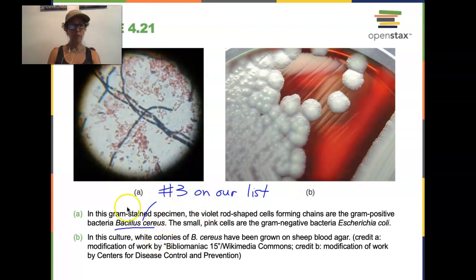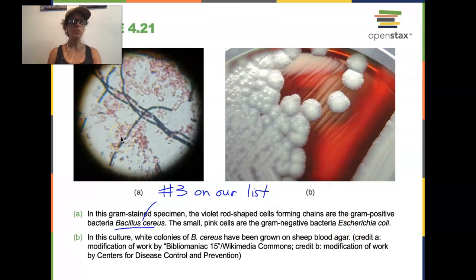So we have Bacillus cereus. The violet rod-shaped cells are the B. cereus. Those are the big purple ones. And then the small pink ones are gram-negative. So this is an intentionally mixed culture.